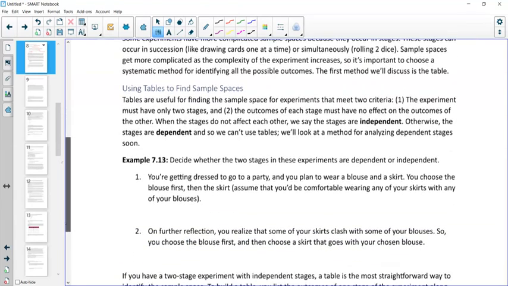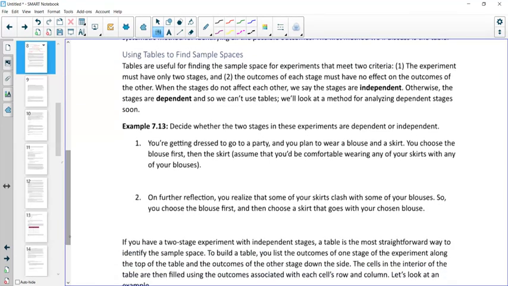Tables are useful for finding the sample space for experiments that meet 2 criteria. The experiment must only have two stages, and the outcomes of each stage must have no effect on the outcome of the other. When the stages do not affect each other, we say the stages are independent. Otherwise, the stages are dependent, and so we can't use tables. We look at the method for analyzing dependent stages soon.